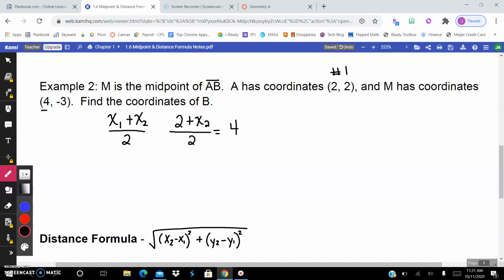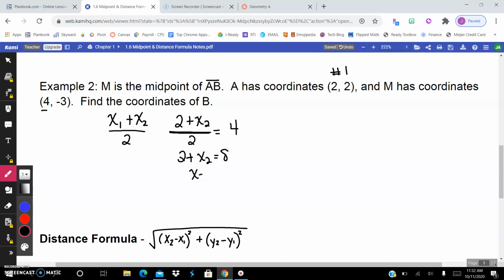So now I filled in everything that I knew out of my formula, and I'm going to have to work backwards. The first thing that I have to undo is this divide by 2. So I'm going to multiply both sides by 2, and that will leave me with 2 plus x2 equals 2 times 4, which is 8. And then I'm going to have to subtract 2 from both sides.